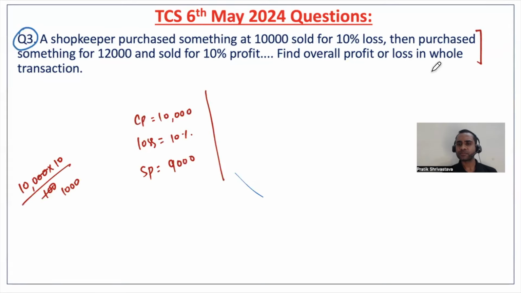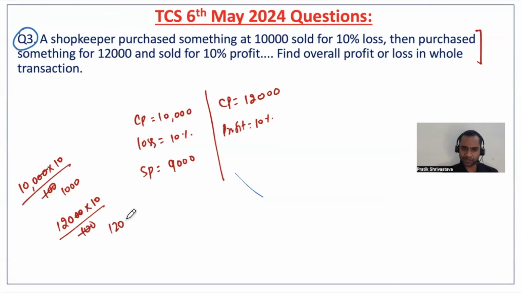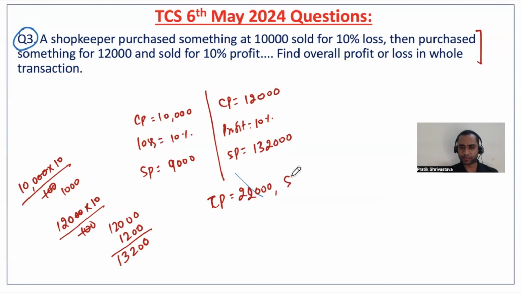Okay, fine. And then, purchasing something again for 12,000 and selling it at 10% profit. What will be 10% of 12,000? It will be 1,200. That means at what price will he sell? 12,000 plus 1,200, so it will be sold for 13,200, right? Now, what is the total cost price? It is 22,000. And what is the total selling price? It is 22,200. So what is the profit or loss? Definitely there is a profit, a profit of 200 rupees.